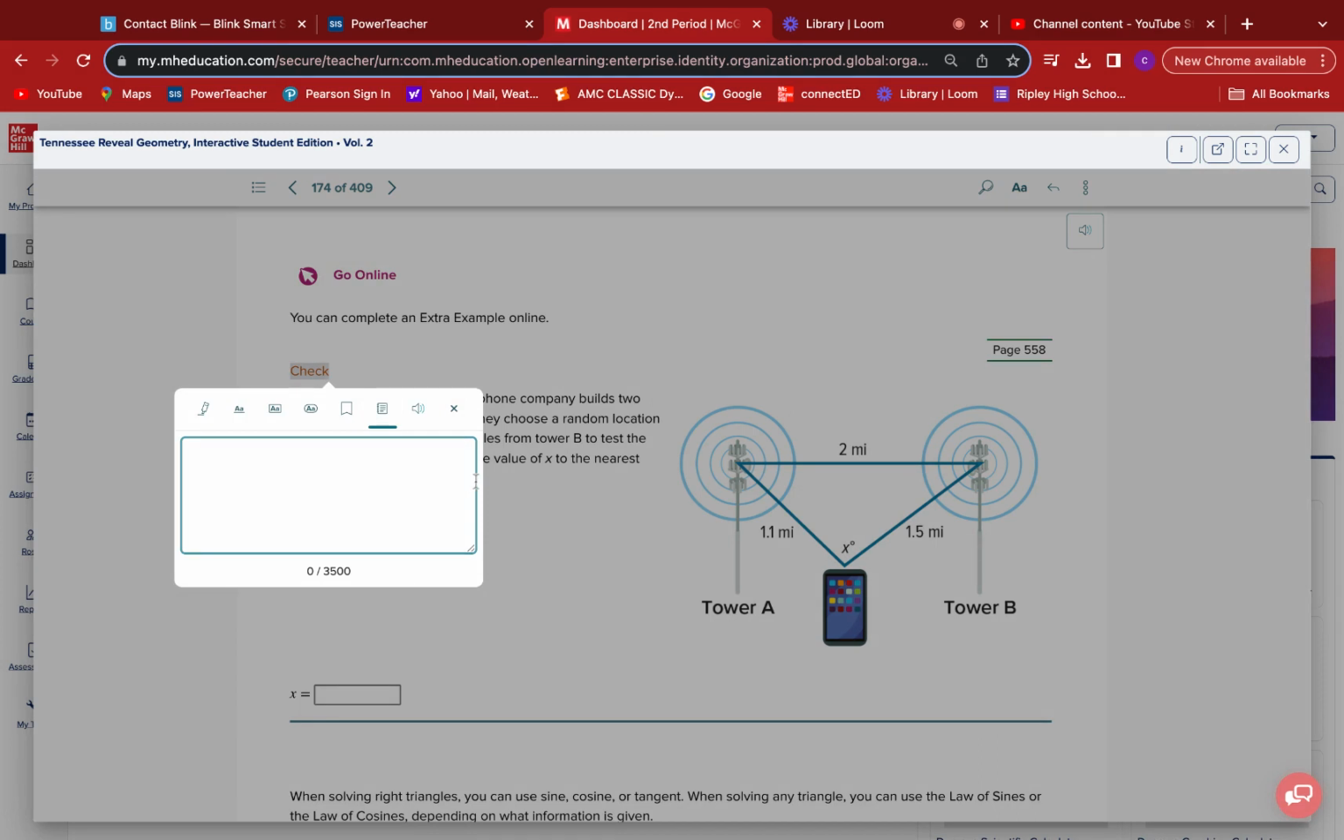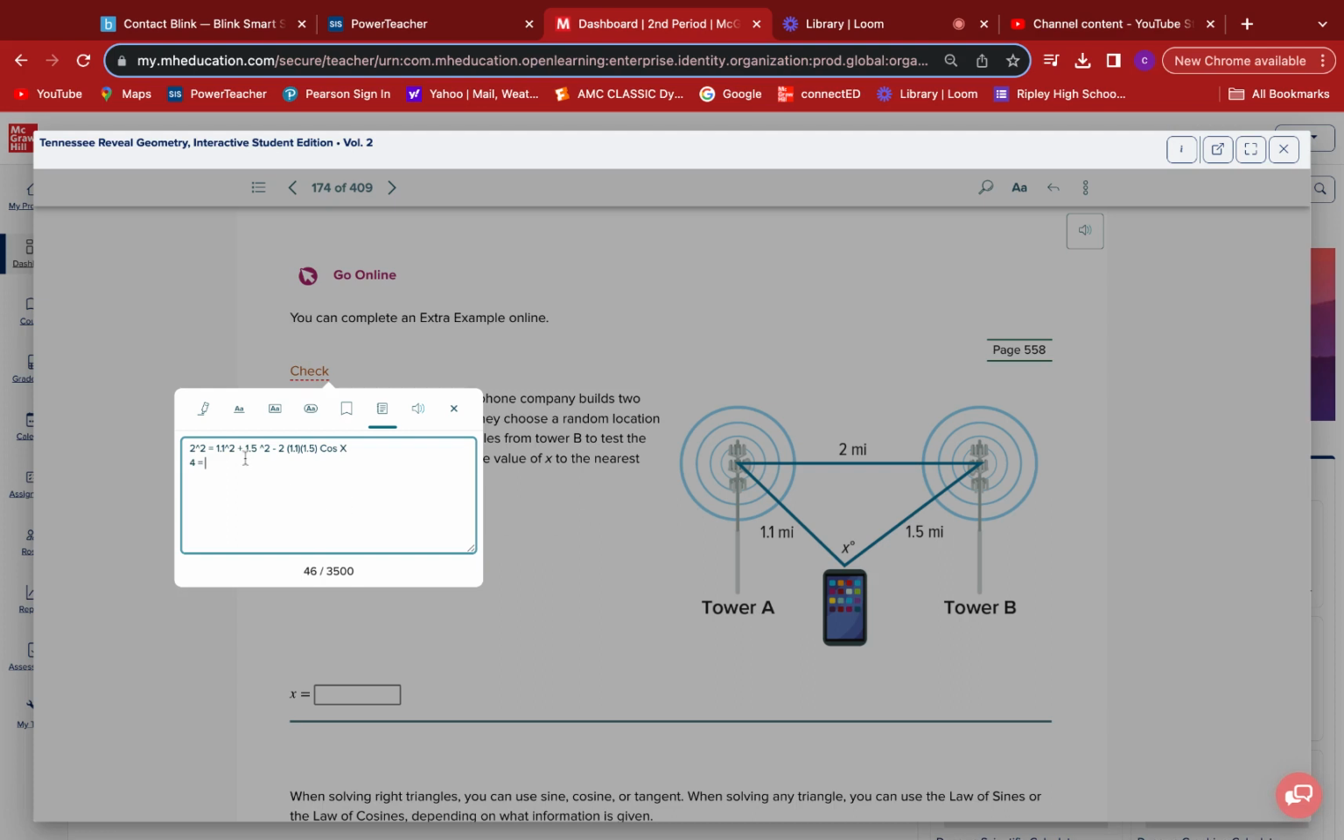Okay, so I am looking for the angle, which is x. Across from it is the 2, so it's going to be 2 squared. All right, my other two sides are the 1.1 squared plus the 1.5 squared minus 2 times 1.1 times 1.5 cosine of x. All right, one thing at a time. 2 squared is 4.